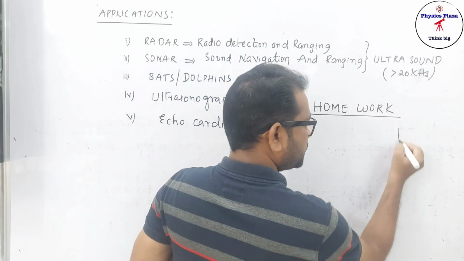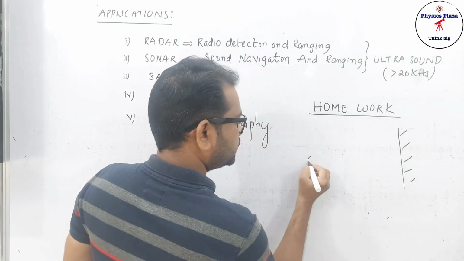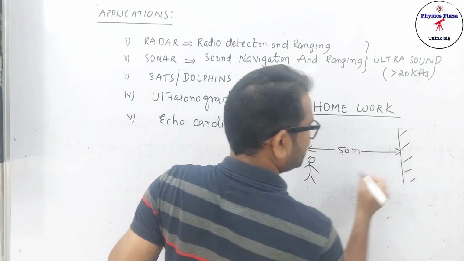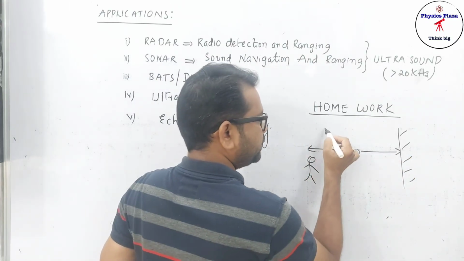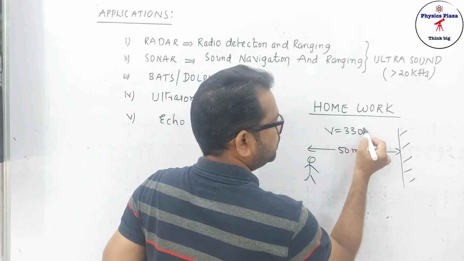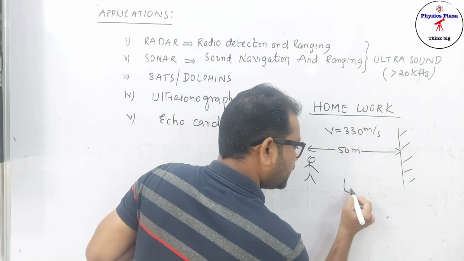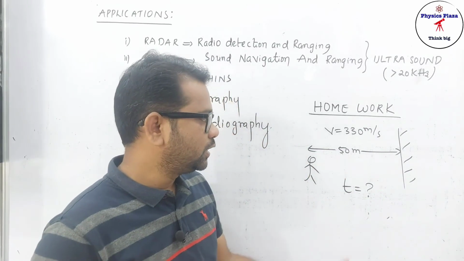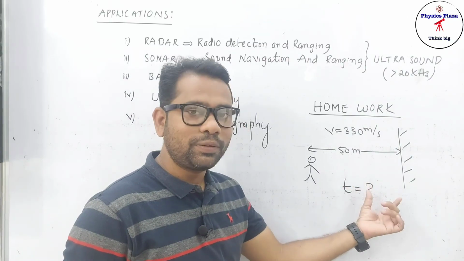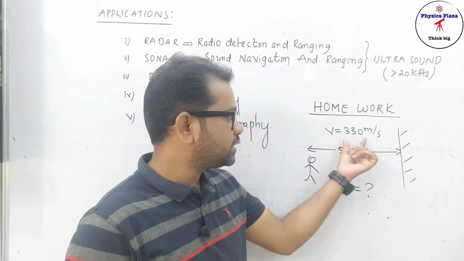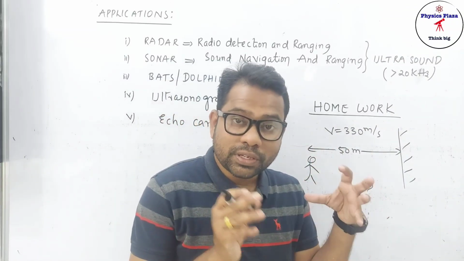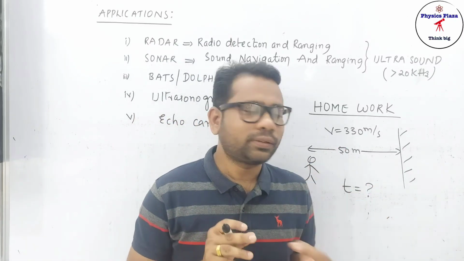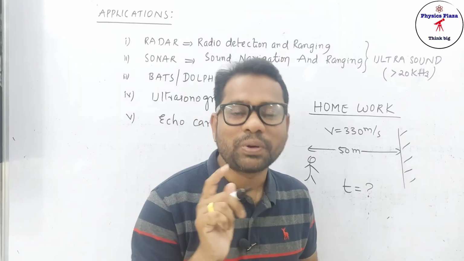So the thing is, children, here is an obstacle. The person is standing here at a distance of 50 meters. The speed of sound is 330 meters per second. Then find the time in which you can hear the echo. Children, again I repeat your homework question. The person is standing 50 meters from an obstacle. He makes a sound and the speed of sound is 330 meters per second. Then what is the time in which the person can hear the echo? Just try this numerical, and don't forget to comment your answer.